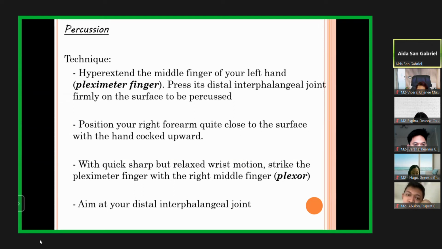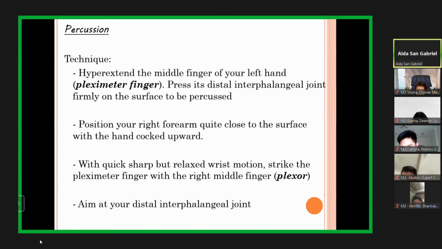The technique here is hyperextend the middle finger. If you are right-handed, hyperextend the middle finger of your left hand. You call this your pleximeter finger. Press its distal interphalangeal joint firmly on the surface to be percussed. Position your right forearm quite close to the surface with the hand cocked upward. With quick, sharp, but relaxed wrist motion, strike the pleximeter finger with the right middle finger, which we now call the plexor. You have your pleximeter finger, and then you have your plexor.